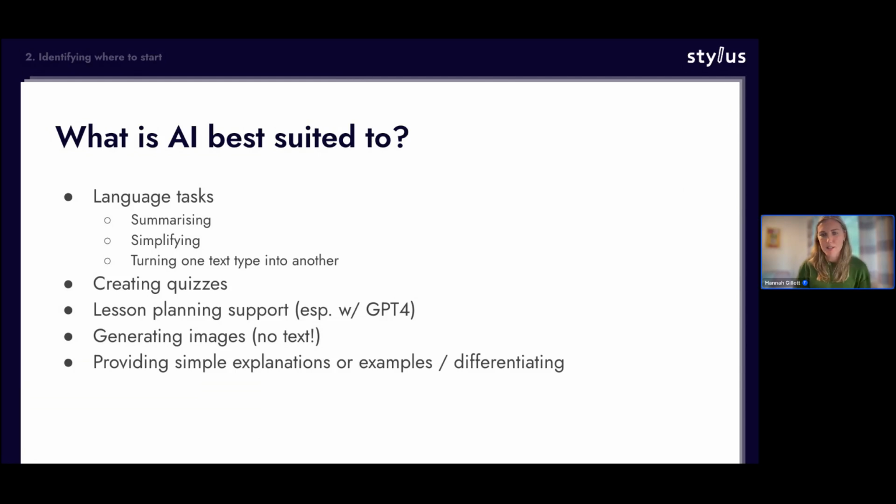Simple explanations or examples, or any sort of differentiating, it's great for. So particularly if you're looking at ways of supporting scaffolding for pupils in your class who are struggling to access the main curriculum, AI can be really helpful for that. And role playing, I mentioned that one earlier. We've seen lots of examples of getting ChatGPT to pretend to be Shakespeare, so we can ask it all about why he presented Macbeth in the way that he did.